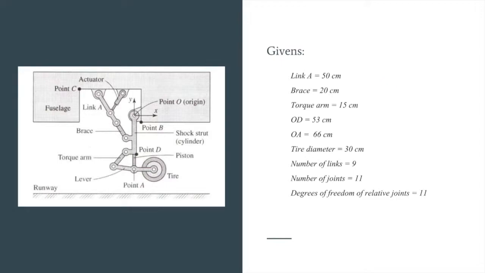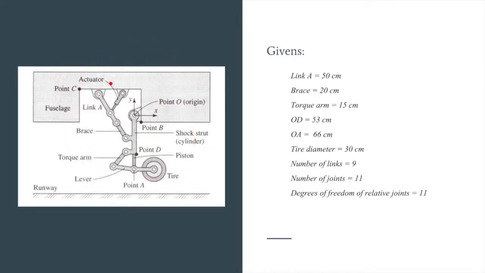Before we do our calculations, I want to show the givens in our mechanism. Link A, right here, is 50 centimeters, and our brace is 20 centimeters. Our torque arm is 15 centimeters, and our distance OD, from here to here, which is our shock strut, is 53 centimeters. The distance from O to A, which is the whole thing, is 66 centimeters. The diameter of the tires is 30 centimeters.